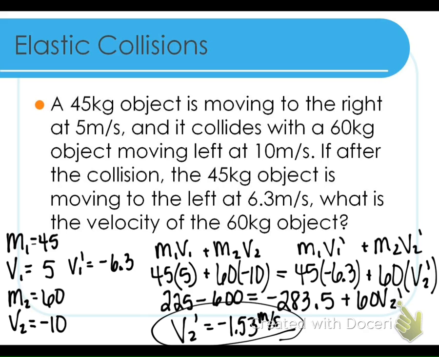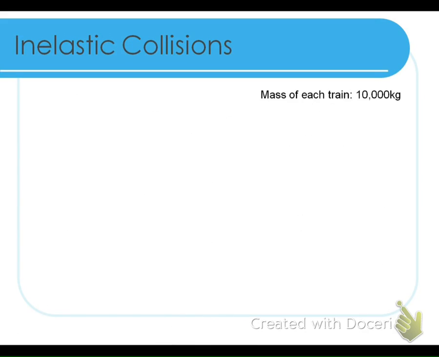All right, what questions do you have about elastic collisions? Then inelastic. Okay, we're going to look at an issue of two trains. One train is sitting stationary. The second train comes up and meets it, and they start to move together. They'll meet up, connect, and then keep moving on with their route.